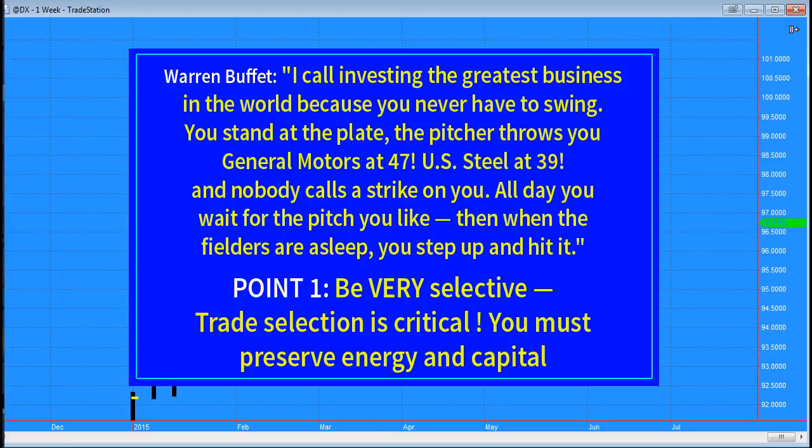Every elite futures trader that I have worked with is very selective, and when they see what they are looking for, they're aggressive. Being selective is critical because it lays the groundwork for being aggressive. If you have dissipated energy and capital on marginal trades, you will not be aggressive when compelling trades come along.